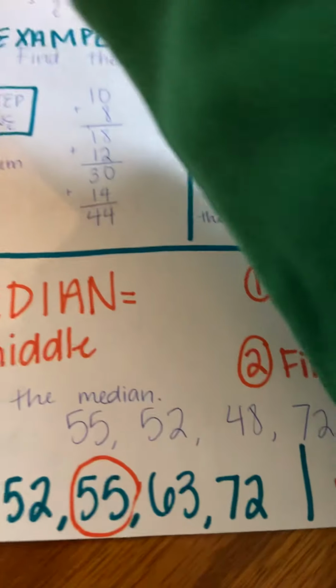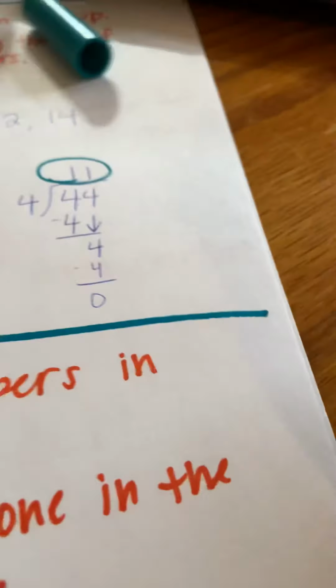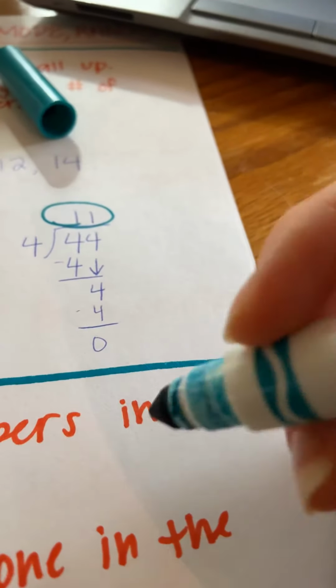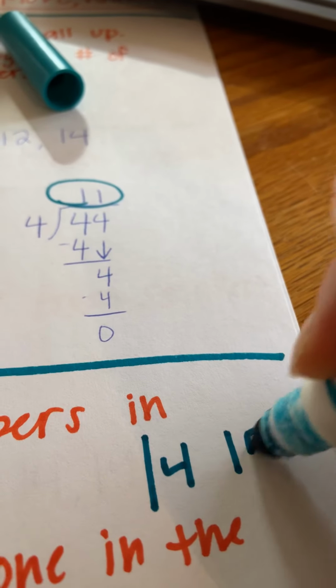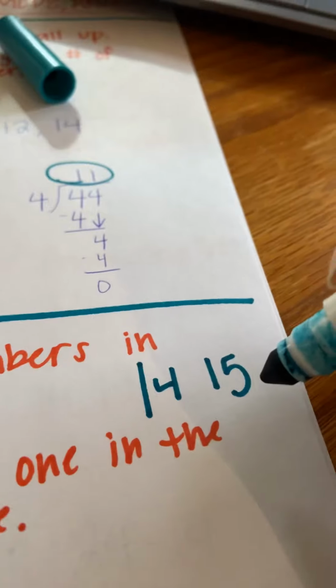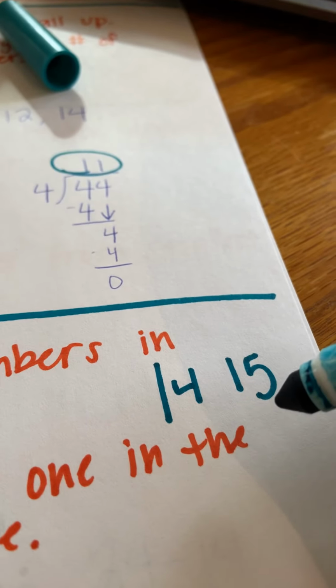So let's say we had a set of numbers, even if it was just 2 numbers, and let's say it's 14 and 15, and you're supposed to find the median of that. So what number would be in between 14 and 15?